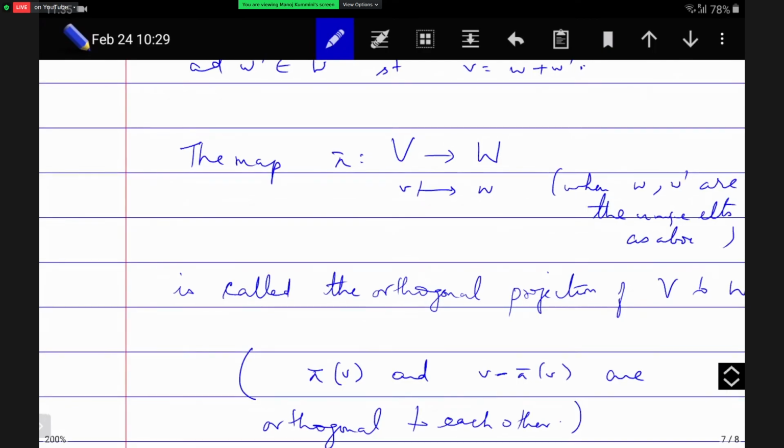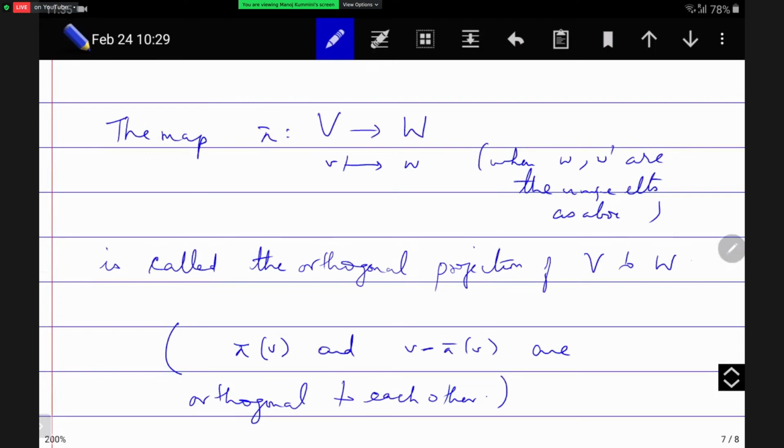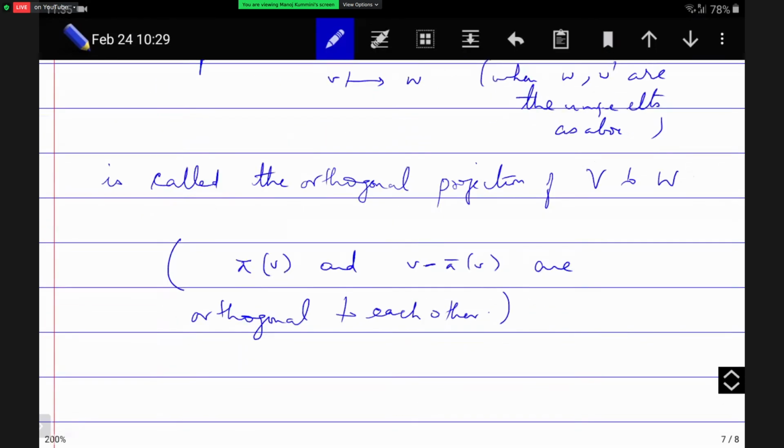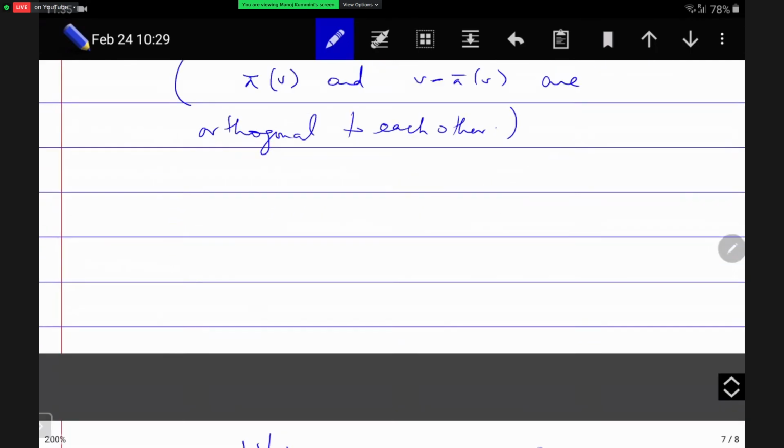We are using stuff that is related to orthogonality. It is not true that if you just do it for an arbitrary W, we would get this condition, that the two components are orthogonal to each other.